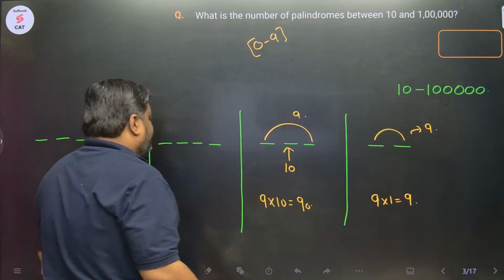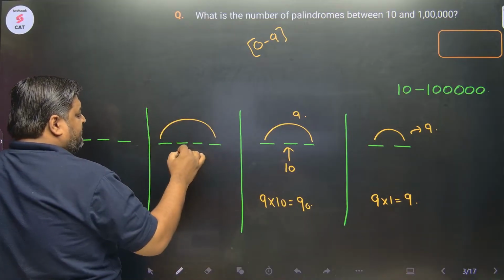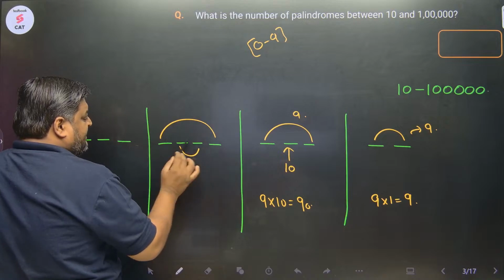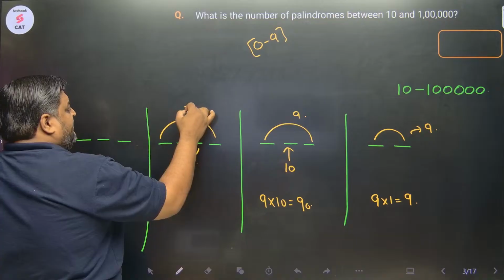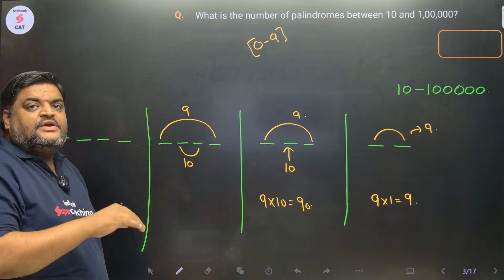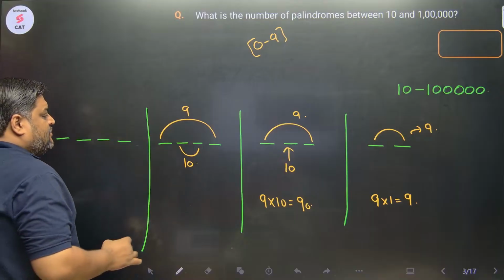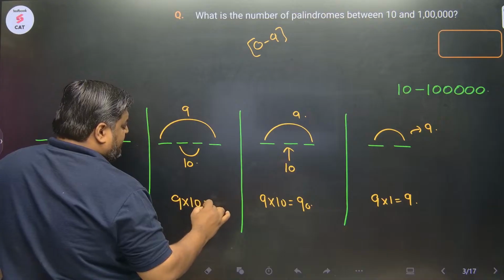In the 4-digit one, first and last have to be the same, and second and second last have to be the same. On second and second last I can put any one of 10. On first and last I have 9 options. I cannot put 0 in the first, hence 0 cannot be at the last. So the total number of options is 9 into 10 again. 9 into 10 is 90.